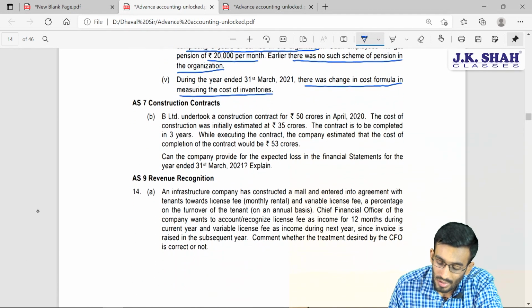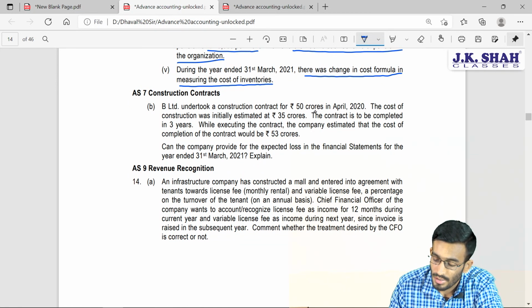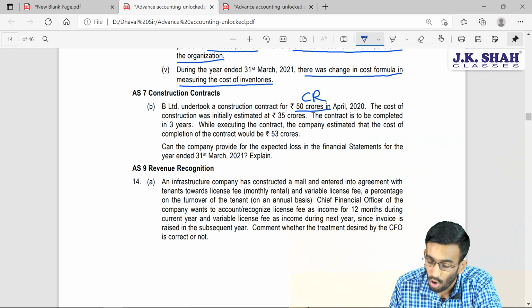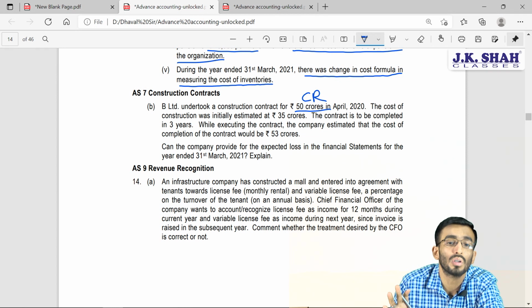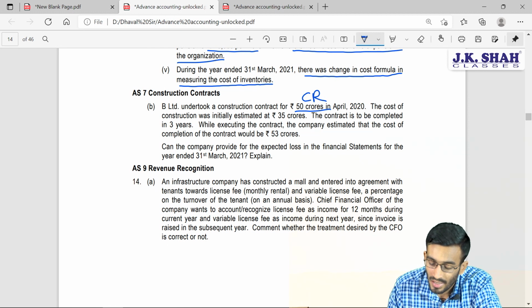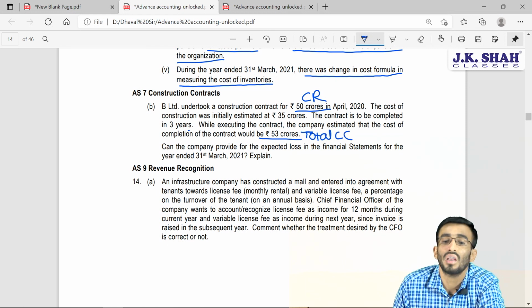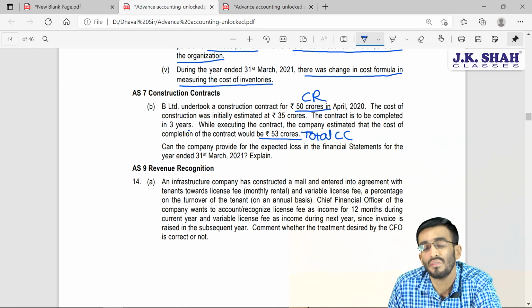Now let us move to the next question, which is related to construction contracts. B Limited undertook a construction contract for 50 crore. So basically this is nothing but the contract revenue. The cost of construction was initially estimated at rupees 35 crore. That is nothing but the total cost of contract. Initially they estimated it at 35 crore. The contract is to be completed in 3 years time. While executing the contract, the company estimated that the cost of completion of the contract would be 53 crore. That is nothing but the total contract cost. So contract revenue is 50 crore, whereas total contract cost is estimated at 53 crore.